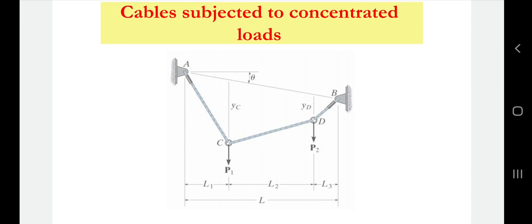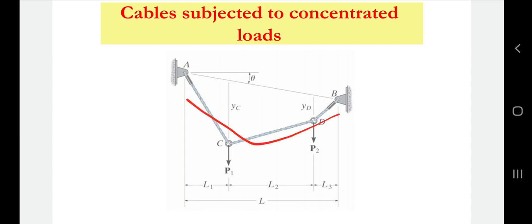Now, cables subjected to concentrated loads means that only the point loads or the concentrated loads will be applied on the cable. It can be one or more than one. Like you can see here, it's a cable. Load is applied, P1 here, P2 here. A and B are the two supports.